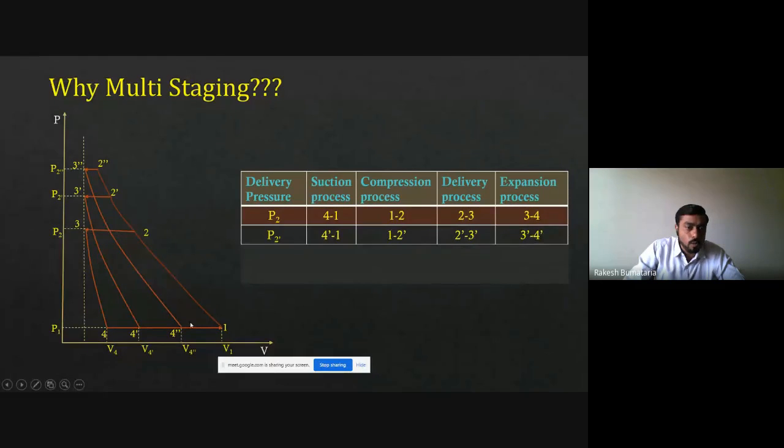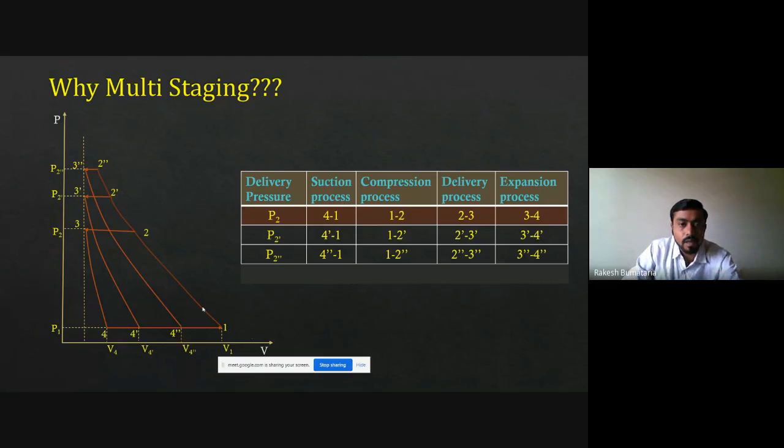Expansion will be followed by 3' to 4', and suction will be followed by 4' to 1. Let's take the analysis. By getting P2' meaning 10 bar pressure, the suction followed by 4' to 1 means suction again gets reduced. Compression 1 to 2' gets increased because we are going to increase the pressure of our system. Delivery, followed by 2' to 0, means our delivery will again get reduced by increasing pressure. And expansion is followed by 3' to 4'.